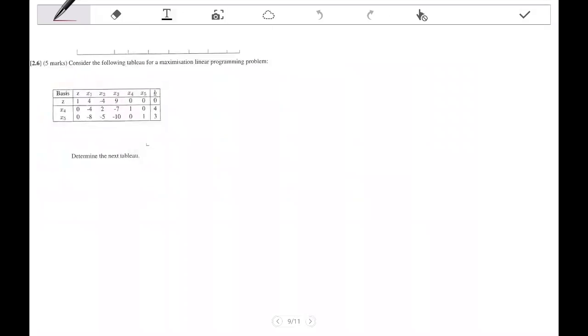So we have this question here. Consider the following table for a maximization linear programming problem. Determine the next table.